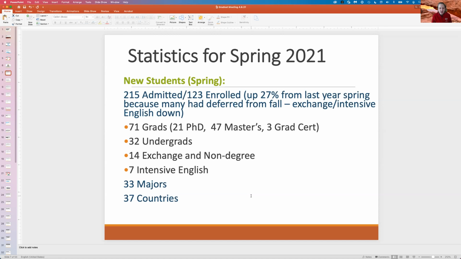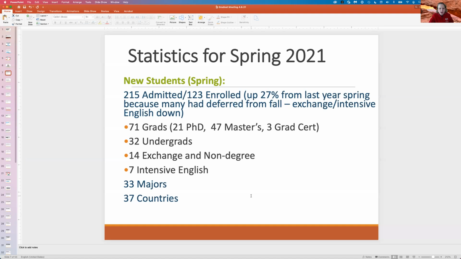And it's mostly because the students who had to defer from fall because they couldn't get here, some of them ended up being able to show up for the spring semester. So we're up 27% from last year's spring semester, except for exchange students and intensive English students have been down. These are our numbers from spring.